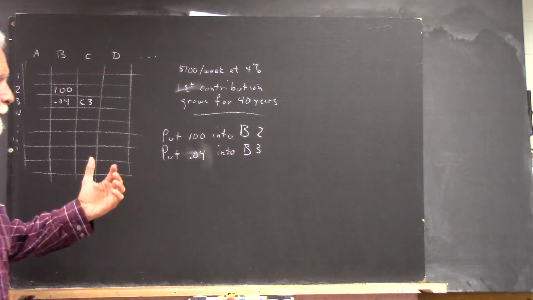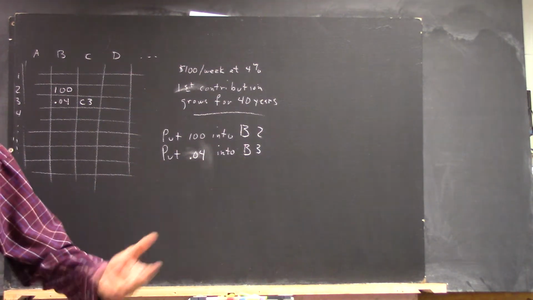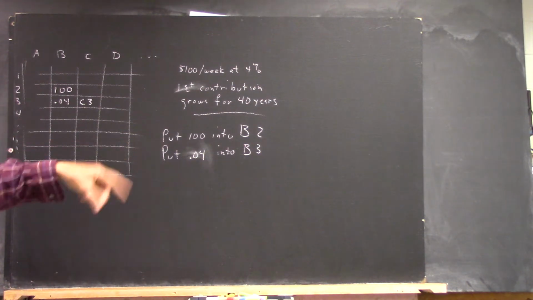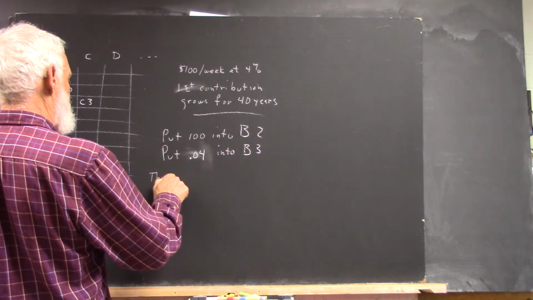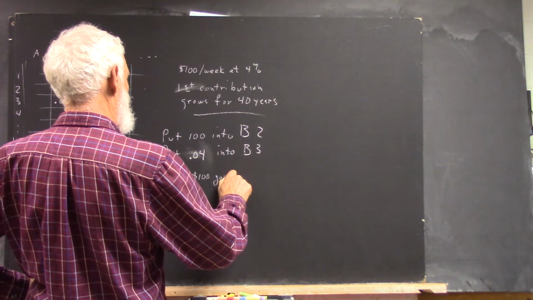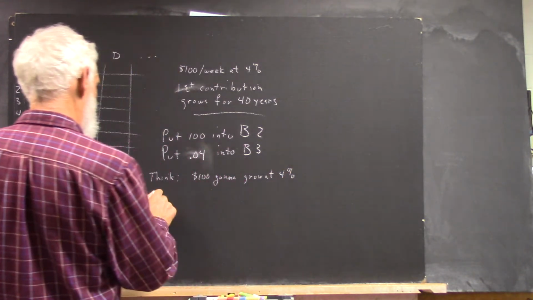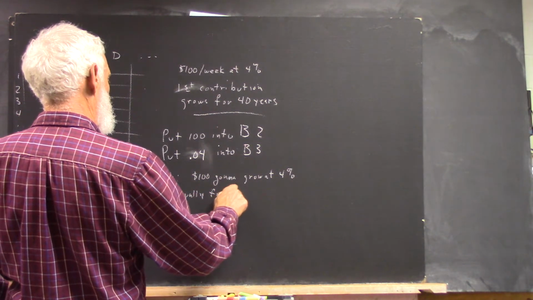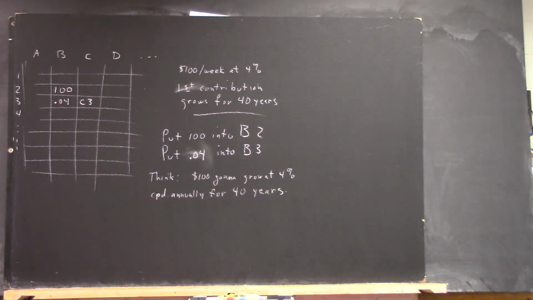Now, we're going to assume that the money is being compounded, and you have to understand a little bit about compound. Let's say it's been compounded annually, just to make it simple. Okay? We can go to a continuous compounding model easily enough, and we will. So, okay, you think $100 is going to grow 4% annually for 40 years, okay?